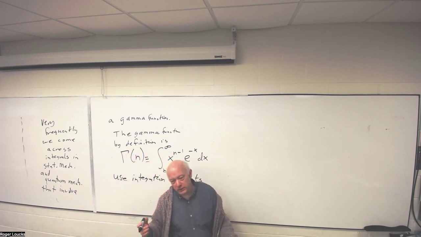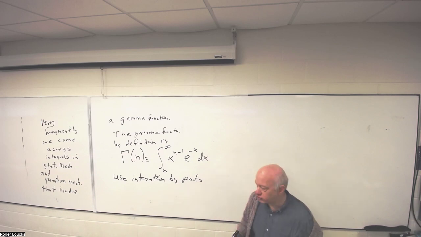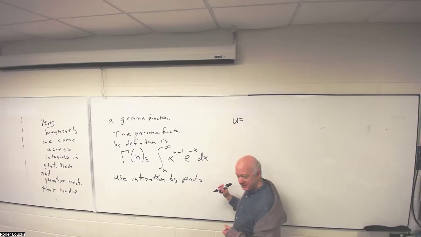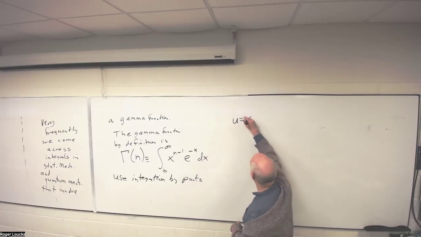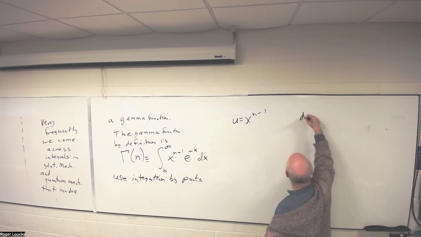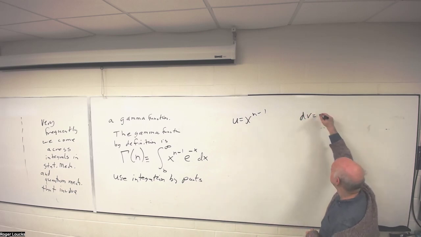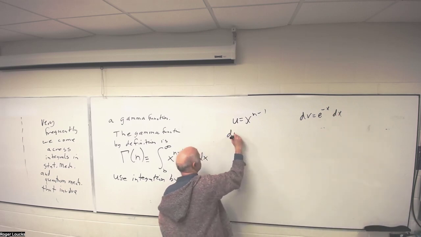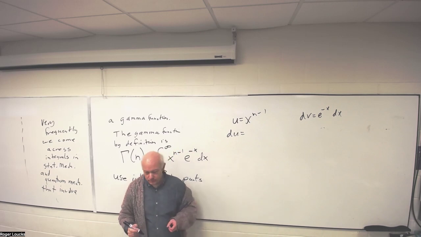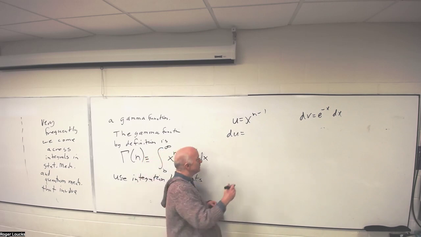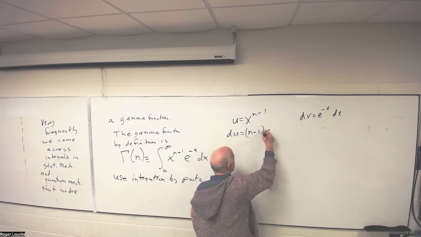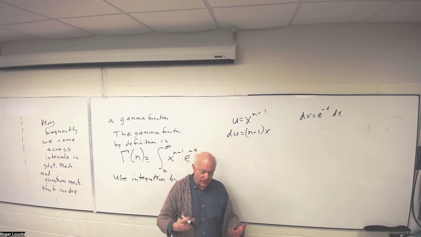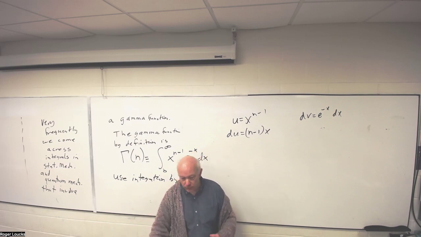There's something we'll let u equal and something we'll let dv equal. Which is which? u is going to be x to the n minus 1, and dv is going to be e to the minus x dx. So we take du: du is n minus 1 times x to the n minus 1 minus 1. I know it's going to be n minus 2, but I'm going to write it as n minus 1 minus 1. There's a reason I'm doing this.